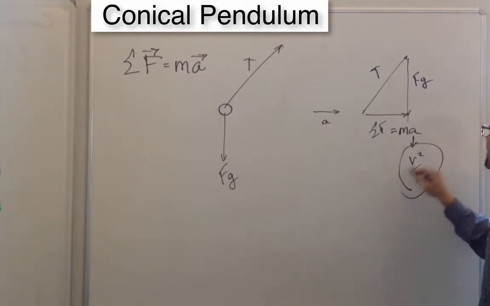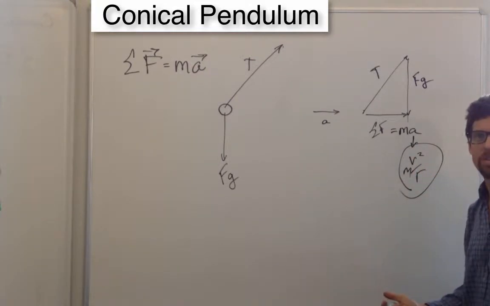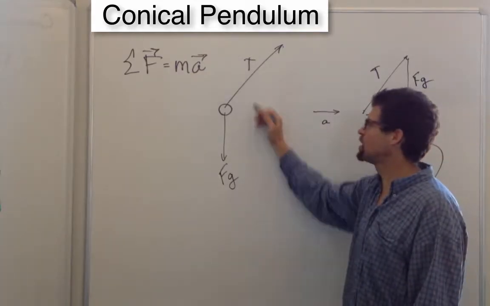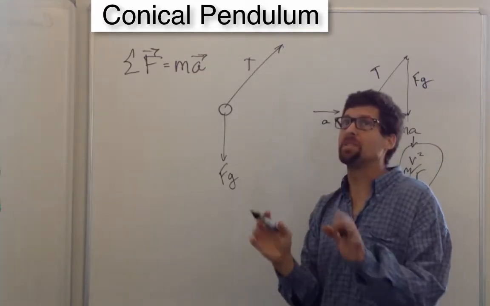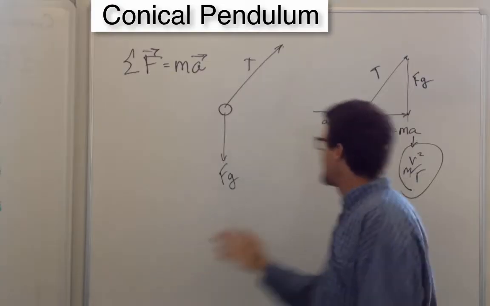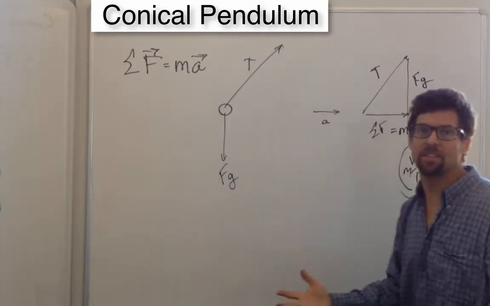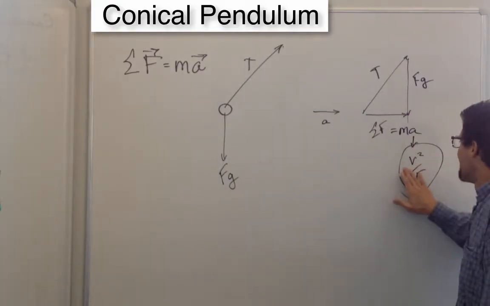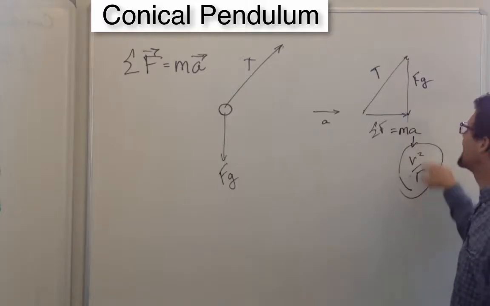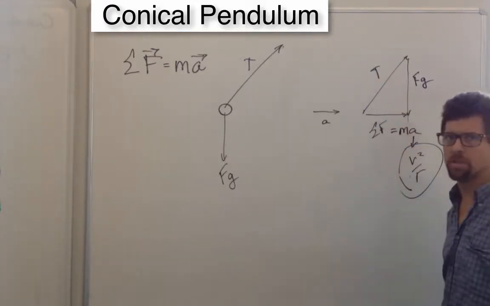This itself is not a force. The forces come from the tension and gravity. It's a big mistake for students. They identify mv squared over r and they say that's a force. No! That acceleration is because of the forces.